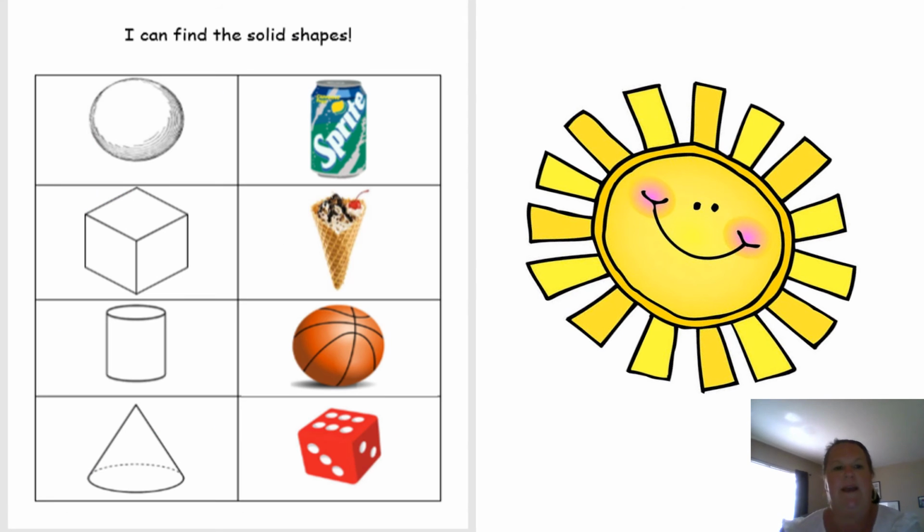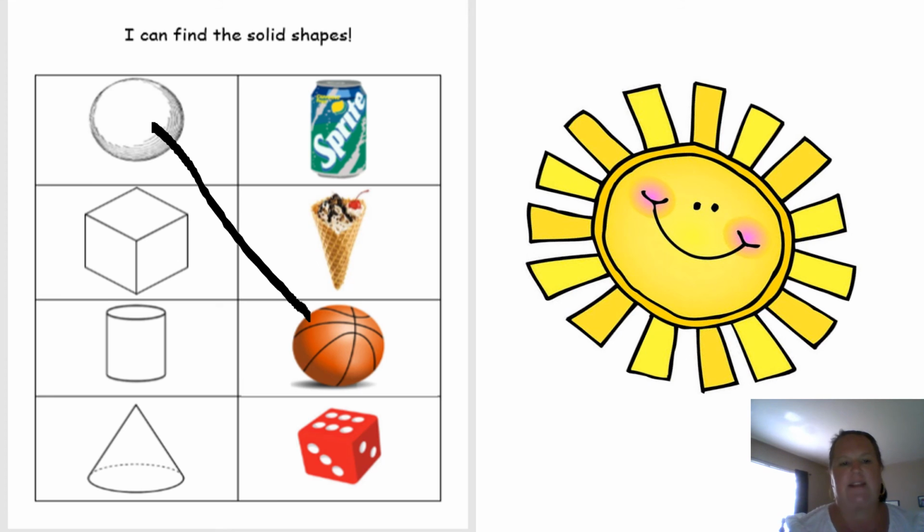All right. It says, I can find these solid shapes. So the first picture is a picture of a sphere. Where is the sphere on the other side? We're going to draw a line to it. What shape or object do you see that looks like a sphere? The basketball. So we draw a line to the basketball. You do not have this worksheet.